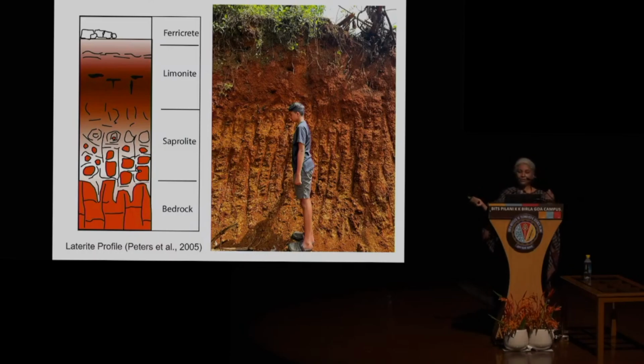And then we have limonite, which is iron hydroxide, followed by saprolite, which is a partially weathered rock, and then the original bedrock. So laterite is composed of, this is the laterite profile, and you can see a real laterite profile. On the top you see the soil, which supports the vegetation, followed by the mottled area and the lateritic profile.